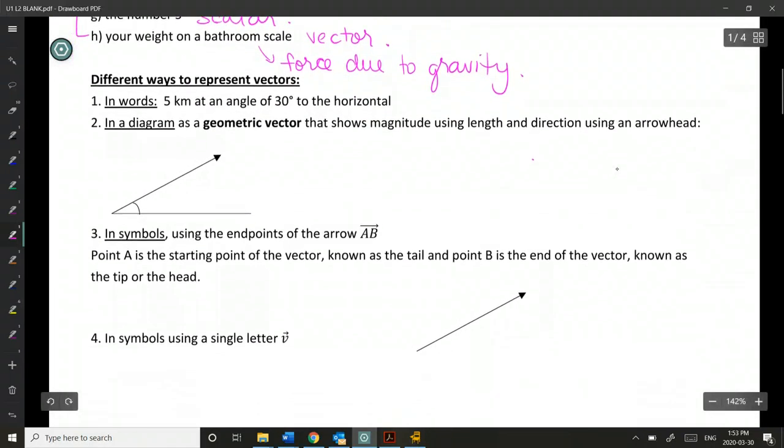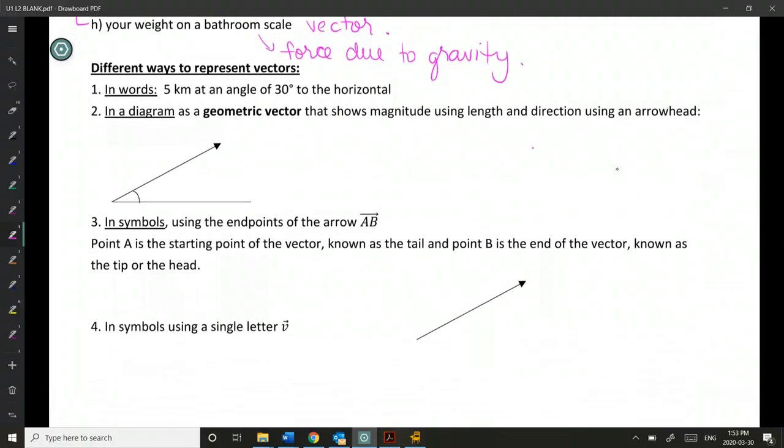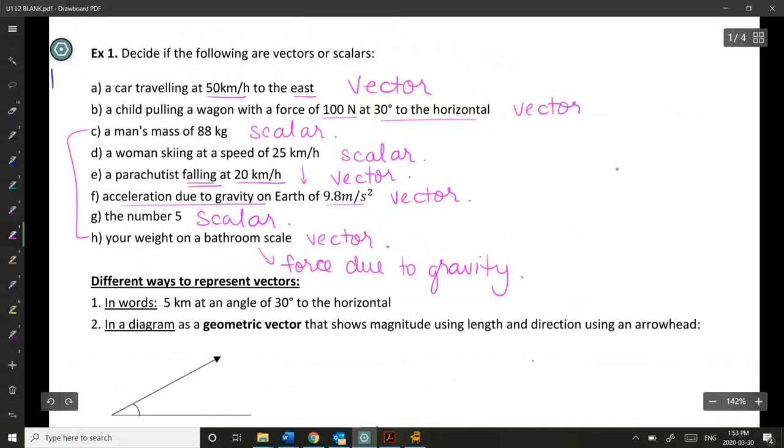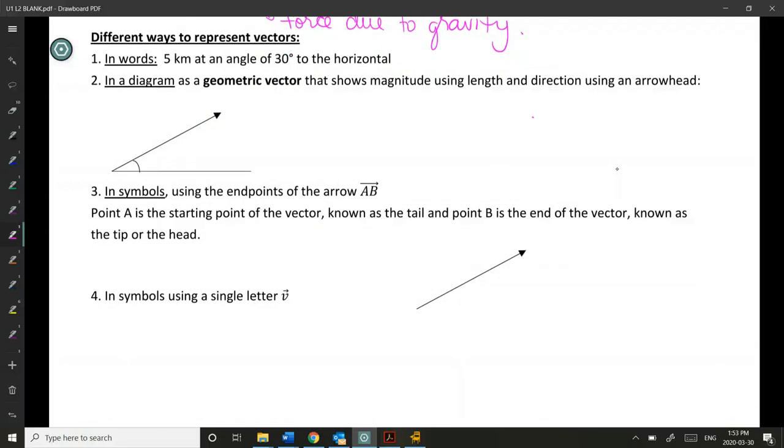Okay, so a couple different ways to represent vectors are in words. So you guys saw some vectors above here represented in words. So a good example of that is 5 kilometers at an angle of 30 degrees to a horizontal. You can express a vector in a diagram. So this is called a geometric vector. This is kind of the title of our unit.